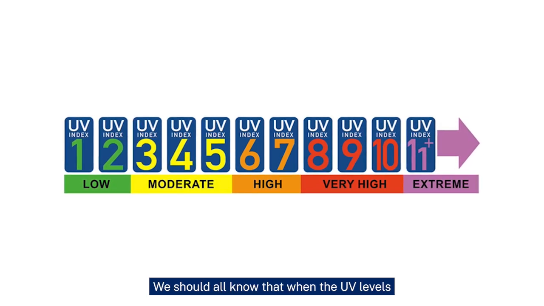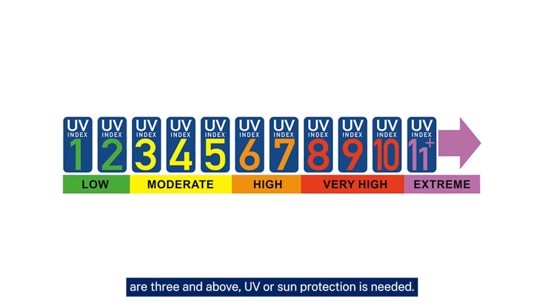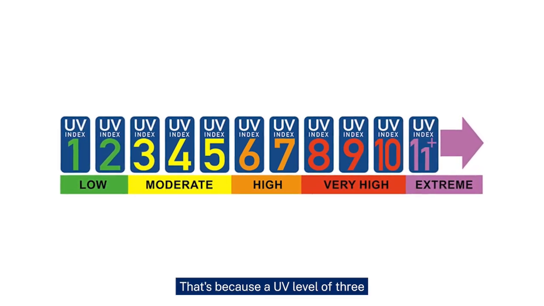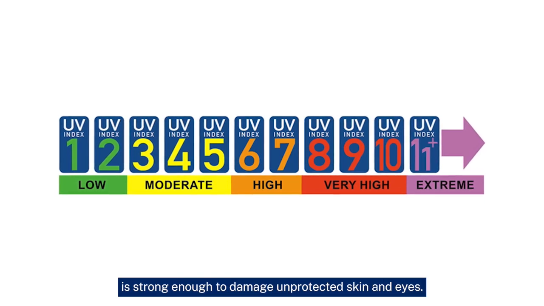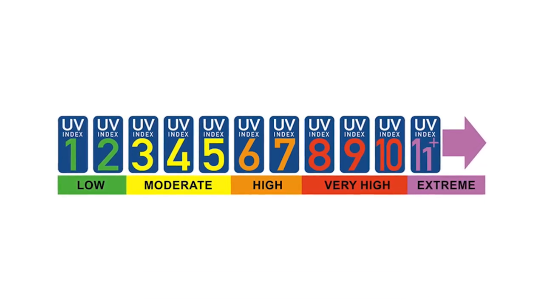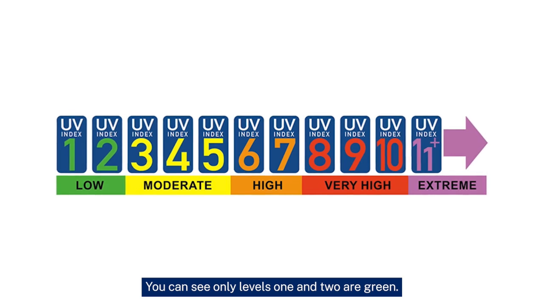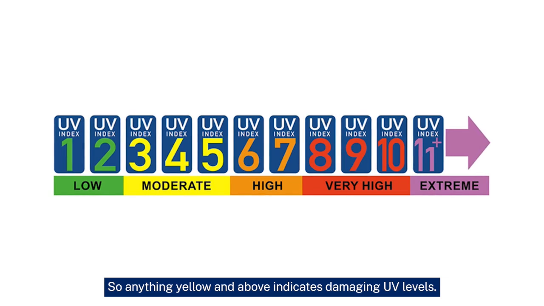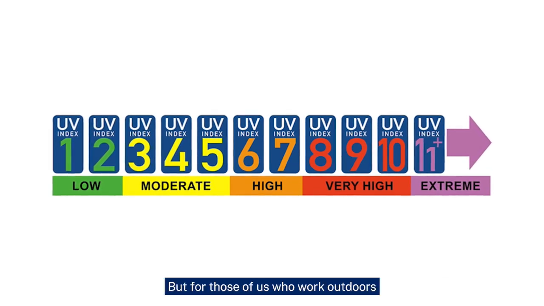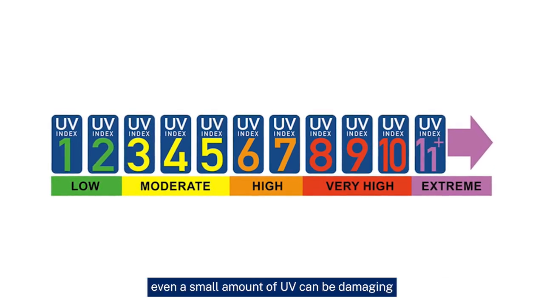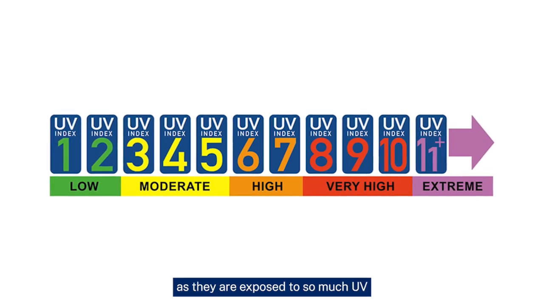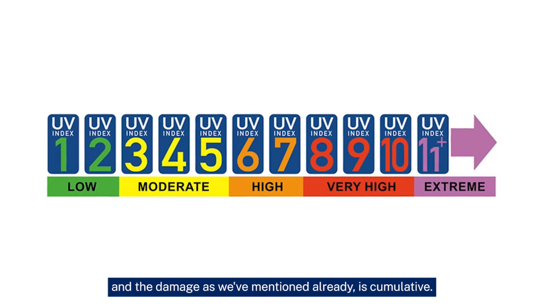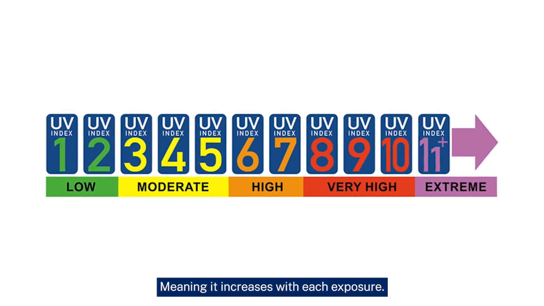We should all know that when the UV levels are 3 and above, UV or sun protection is needed. That's because a UV level of 3 is strong enough to damage unprotected skin and eyes. You can see only levels 1 and 2 are green, so anything yellow and above indicates damaging UV levels. But for those of us who work outdoors, even a small amount of UV can be damaging as they are exposed to so much UV, and the damage, as we've mentioned already, is cumulative, meaning it increases with each exposure.